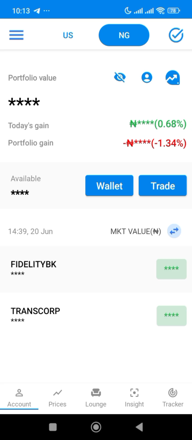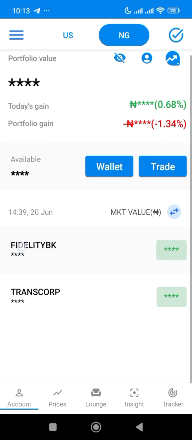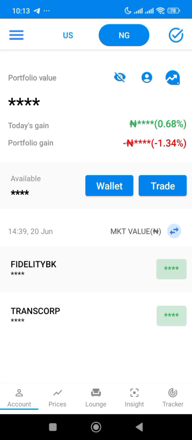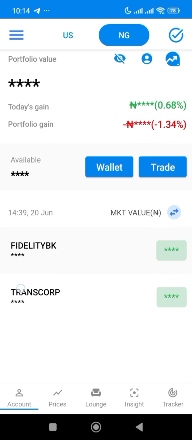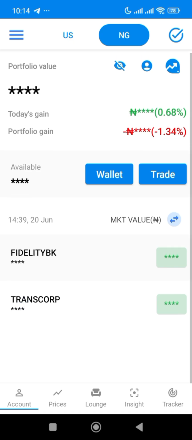So this is actually how the app looks like. I only started investing in stocks recently. I just started, but I'm currently holding two right now. As time goes on, I'm going to invest in others. So as you can see, I have Fidelity Bank and I have Transcorp Holding. Also, we have Transcorp Hotel inside these Transcorps. All right.